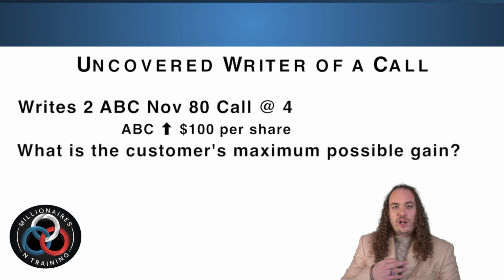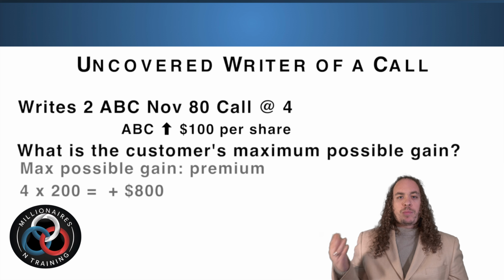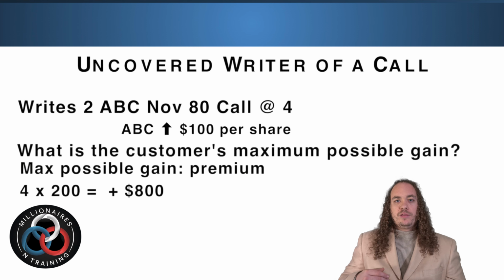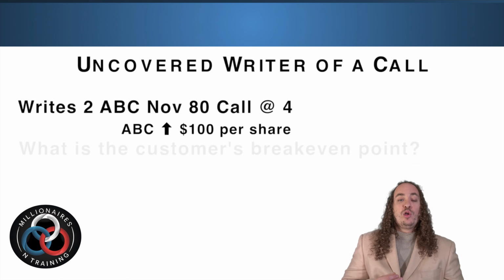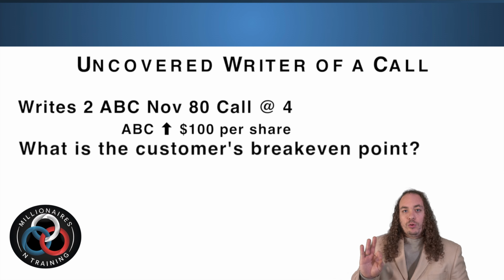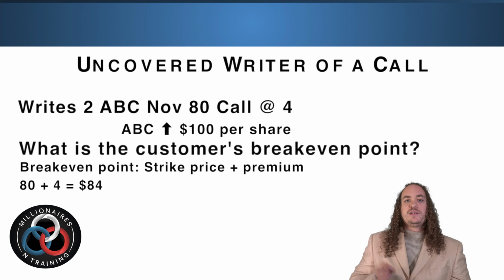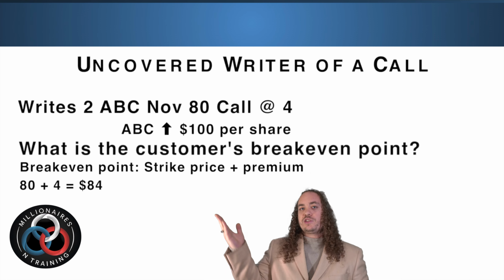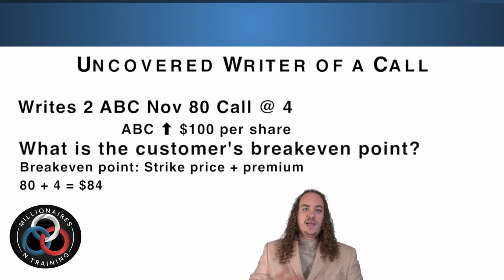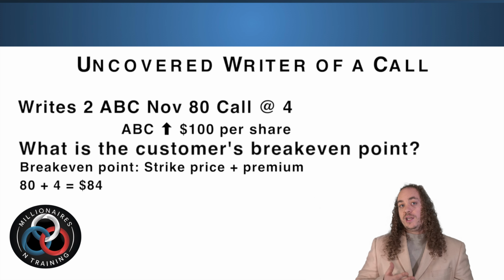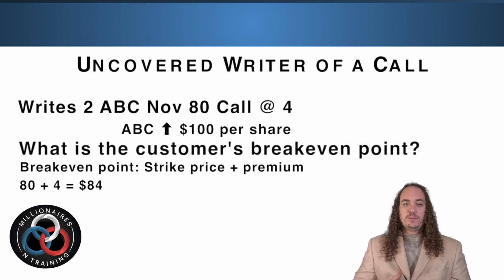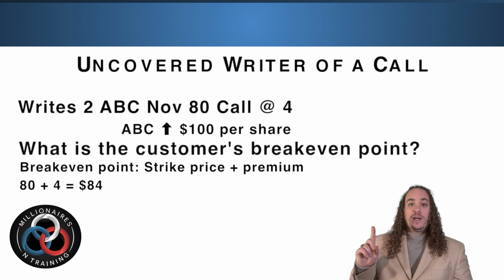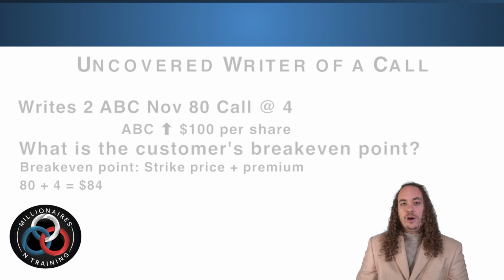So what is the writer of a call's maximum possible gain? Well, if ABC drops, then the holder of the call won't exercise and the writer will get to keep the premium received, $800. So what is the break-even point for the writer of an uncovered call? It is equal to the strike price plus the premium. In this case, the strike price is 80 and the premium is 4, so the break-even point would be 84, the strike price plus the premium. Remember that the break-even point is always stated per share.